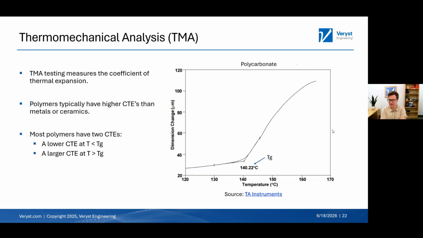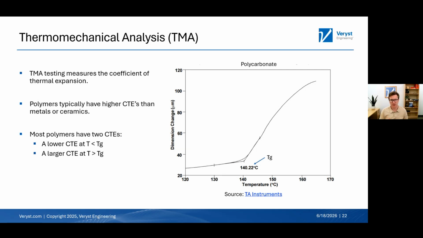I do want to move on a little bit from DMA, since I do see that we have about 13 minutes left in our allotted time here today. But thank you everyone for the questions. To talk about thermomechanical analysis, we're only going to spend one slide on this, but TMA testing measures the coefficient of thermal expansion of your material.